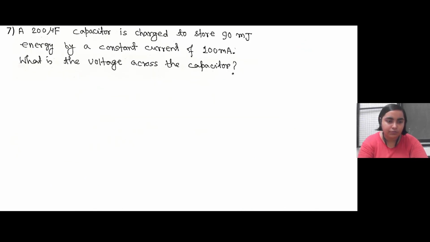So it is given that a 200 microfarad capacitor is charged to store this much energy by a constant current supply of 100 milliamp. What will be the voltage across the capacitor? So what is the relation between energy and voltage of a capacitor? E is equal to, what is it? Energy in terms of voltage of a capacitor?